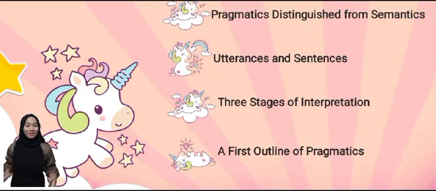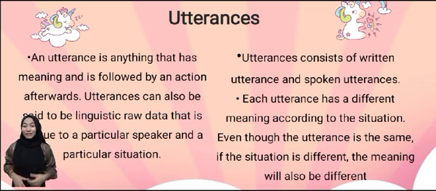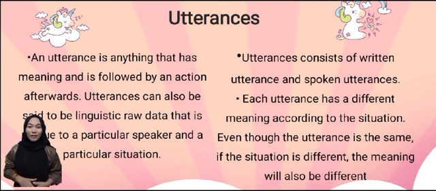Pragmatics distinguished from semantics. To understand this material well, we must also understand three important materials in it, namely utterance and sentence, three stages of interpretation, and the first outline of pragmatics. The first, utterance and sentence. An utterance is anything that has meaning and is followed by an action afterwards. Utterance can also be said to be linguistic raw data that is unique to a particular speaker and a particular situation. Utterance consists of written utterance and spoken utterance.